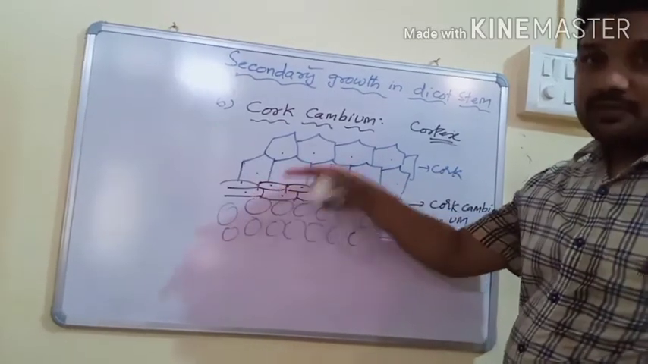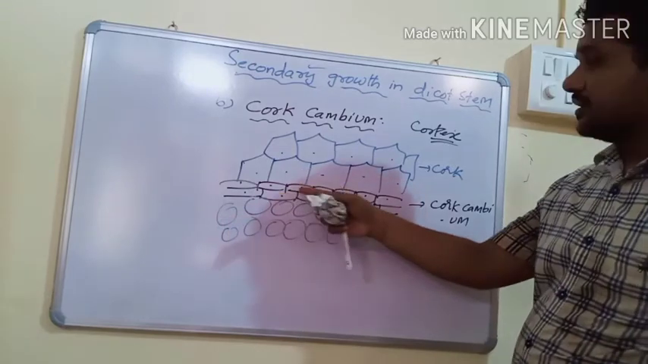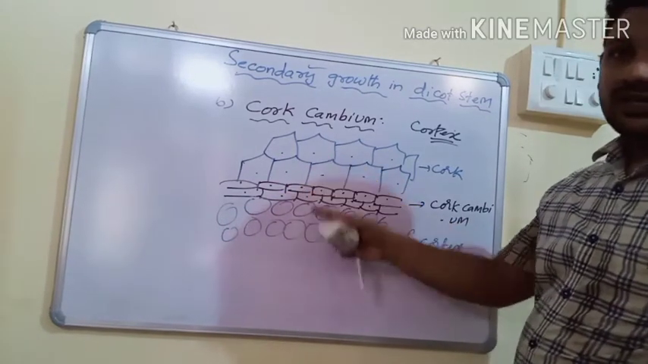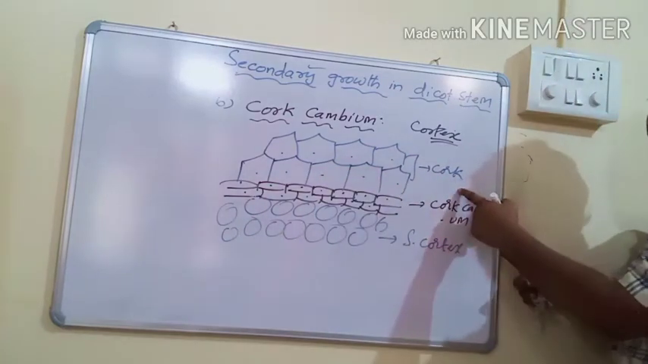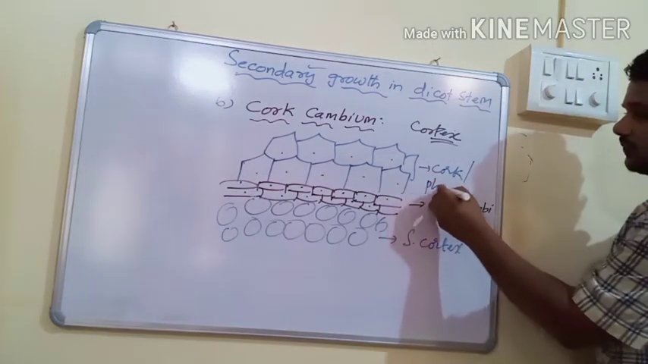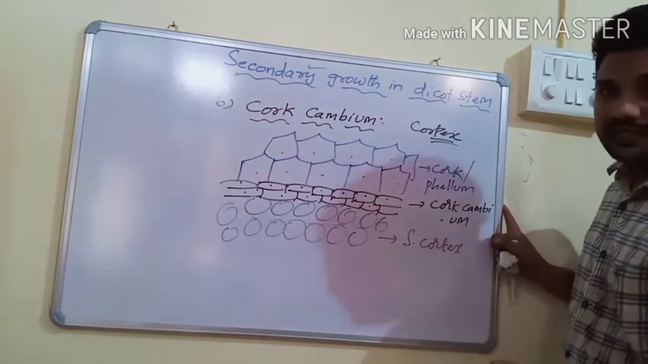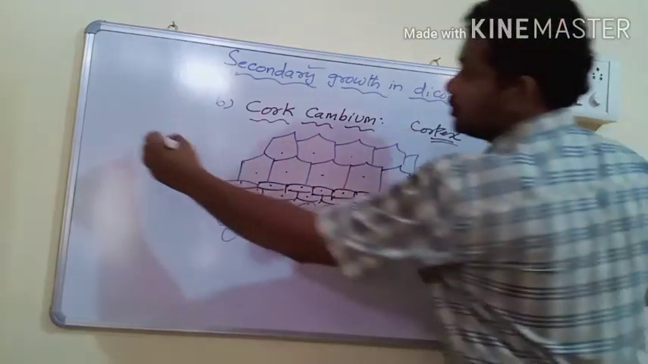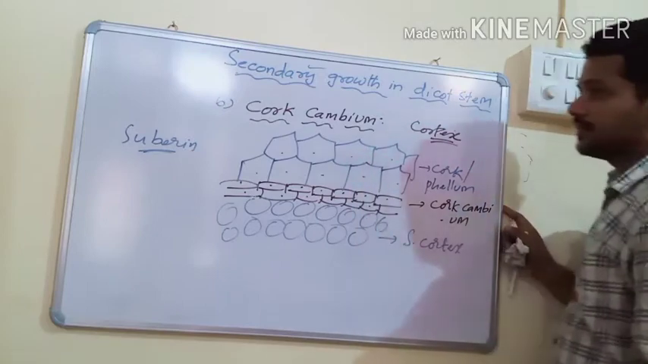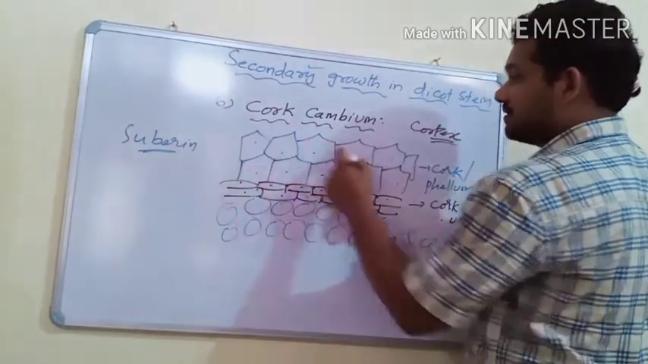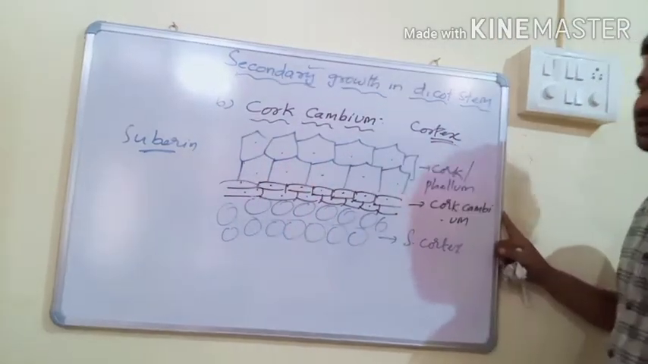So cork cambium is fully meristematic, and meristematic tissue has the ability to divide. So it divides to produce outer and inner cells. Outer cells are usually dead cells, and these dead cells are called cork. Cork is also called phellem. The cells of cork are impervious to water due to the presence of suberin in their cell walls.